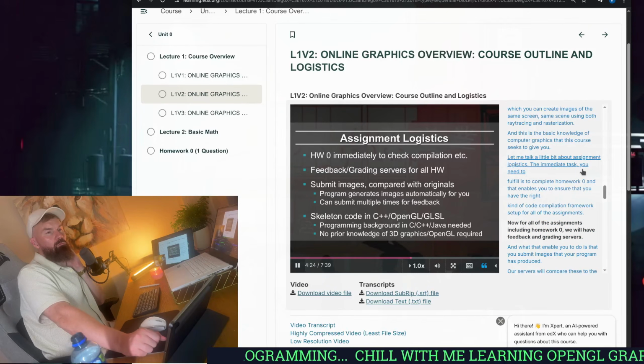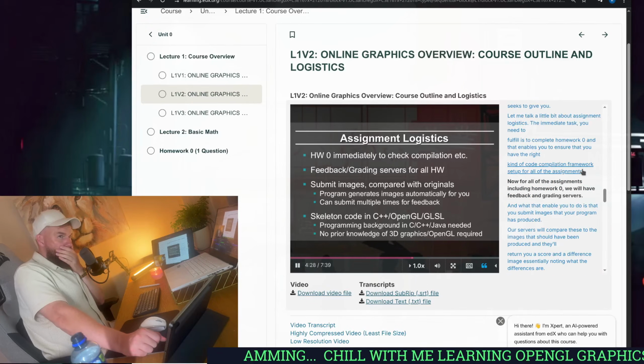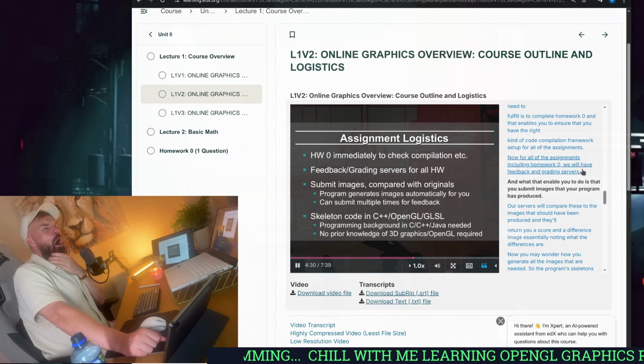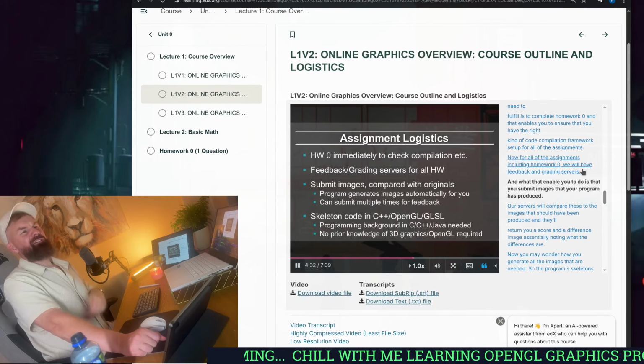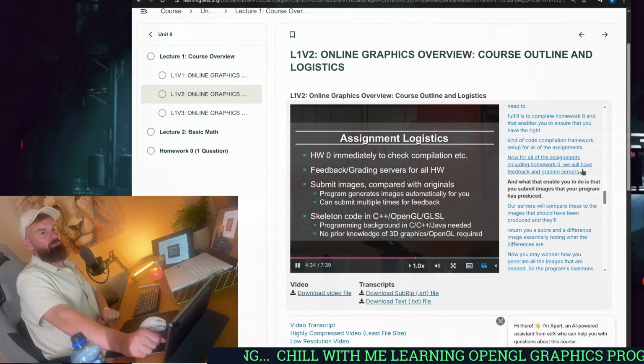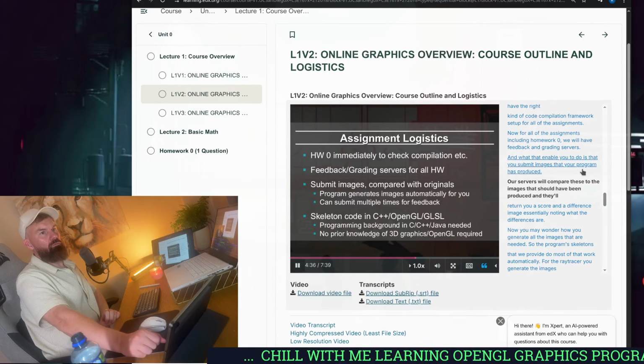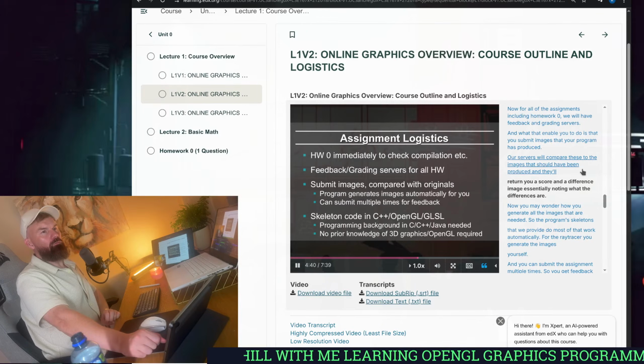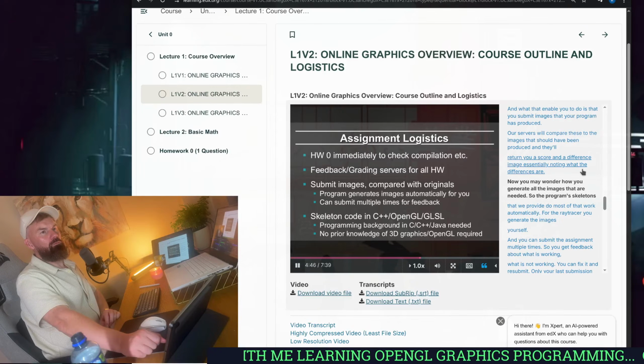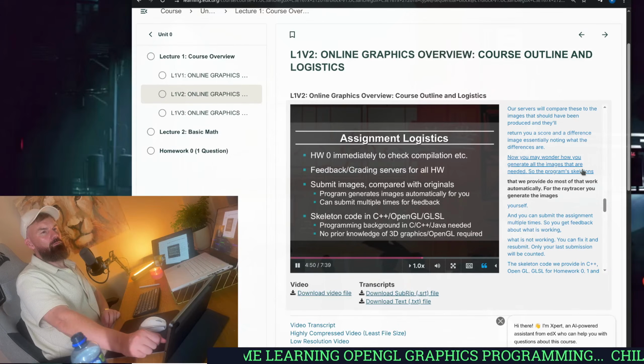Now, for all of the assignments, including homework 0, we will have feedback and grading servers. What that will enable you to do is submit images that your program has produced. Our servers will compare these to the images that should have been produced and will return you a score and a difference image, essentially noting what the differences are. Now, you may wonder how you generate all of the images that are needed. The program skeletons that we provide do most of that work automatically.